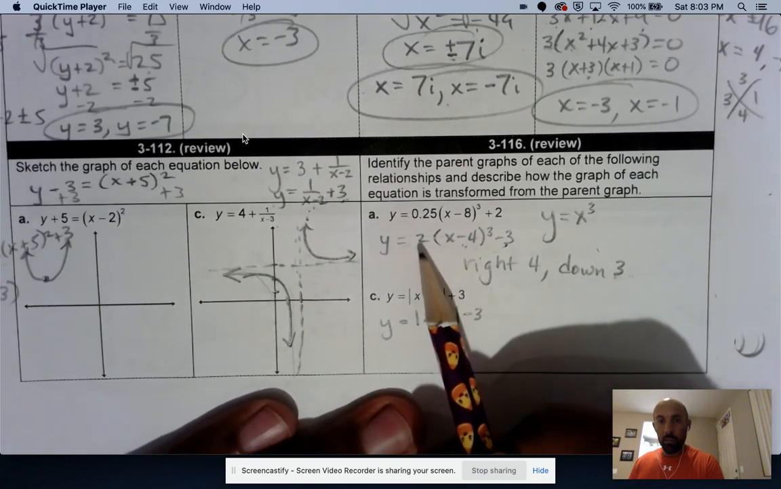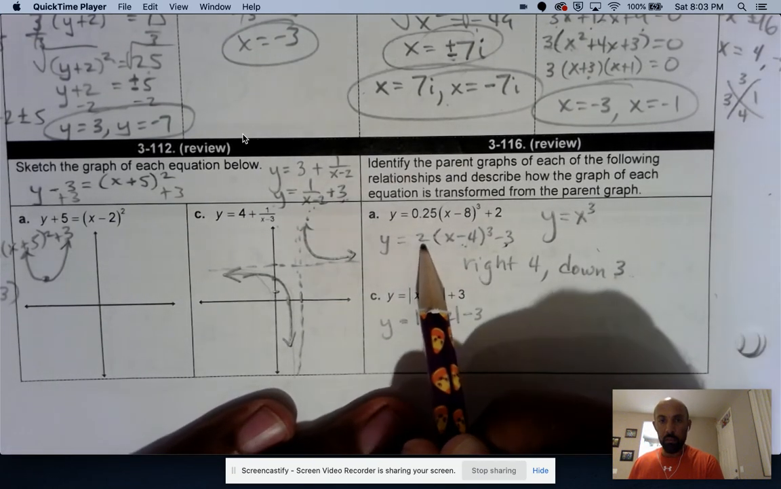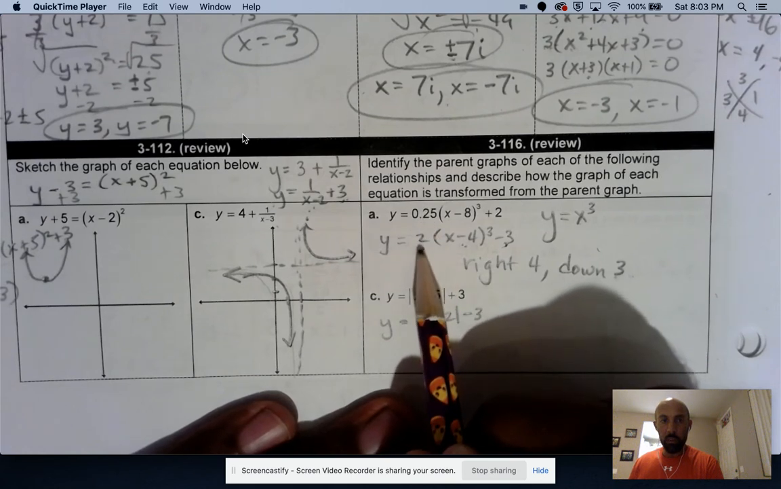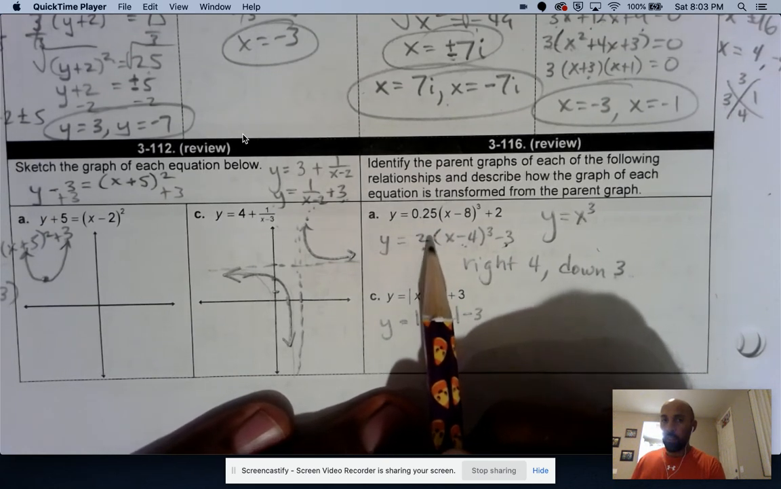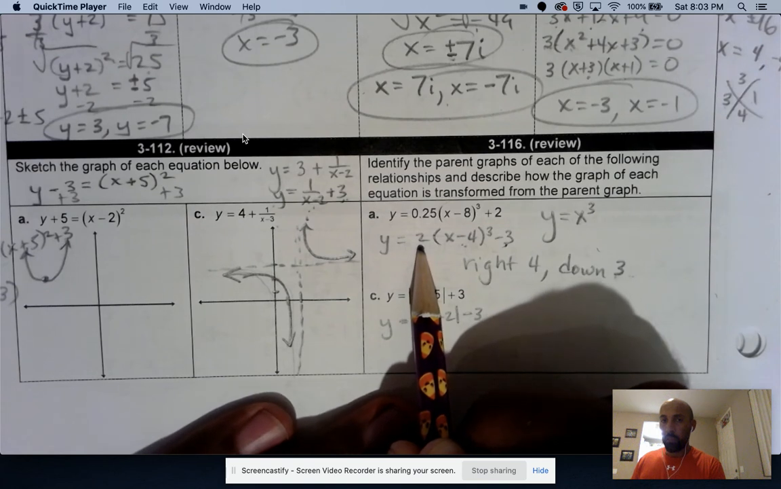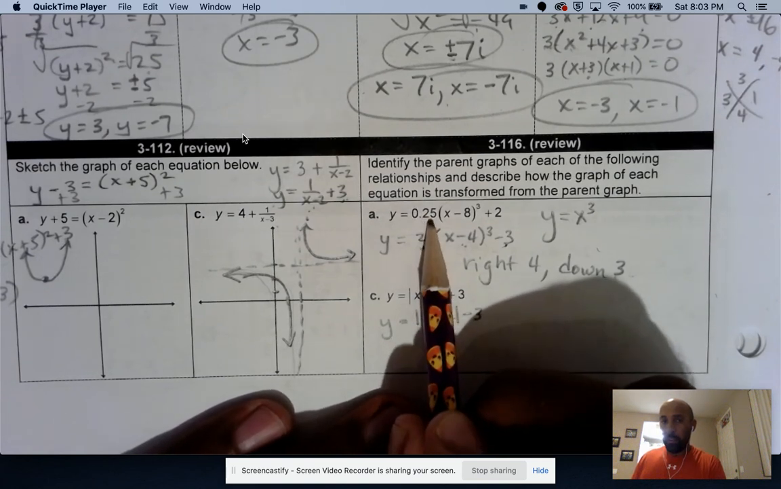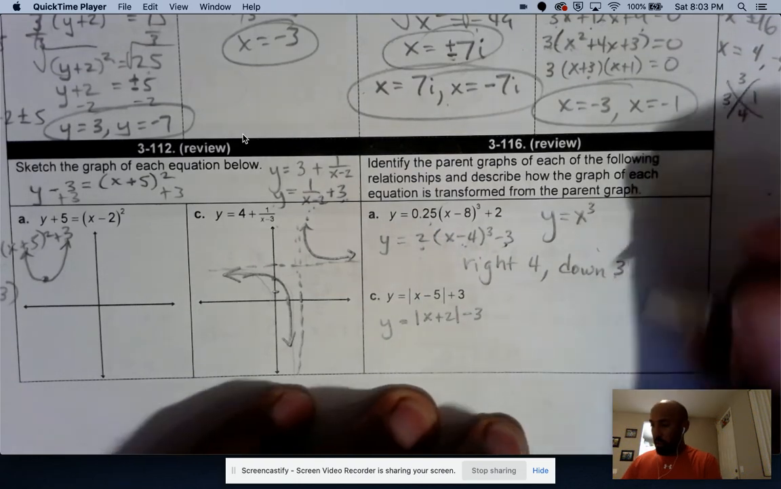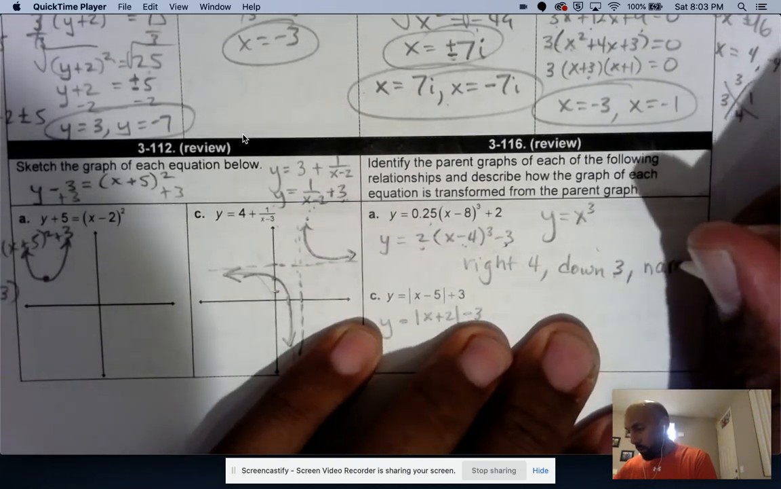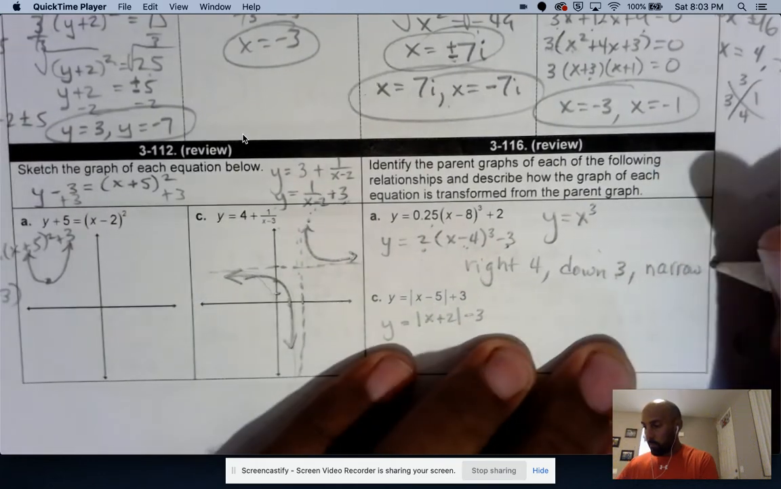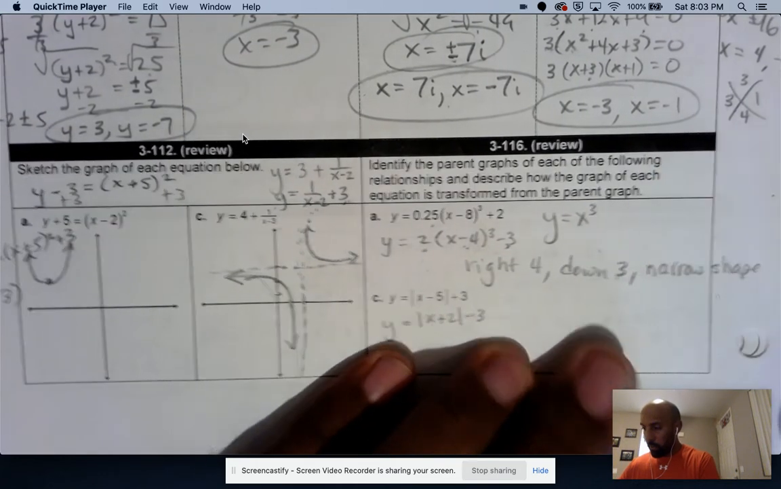And then here, what I do is I look at this number in the front. Now notice this one's less than 1, this one's greater than 1. We talked about this before in the last homework notes, that when this is bigger than 1, it becomes narrower or skinnier. Okay, if it's less than 1, it's the opposite. So in this case, the one that I made, it'll have a narrow shape to it. So the shape is narrow.